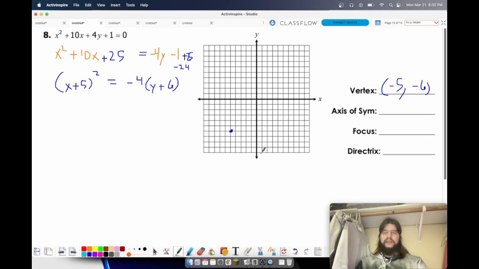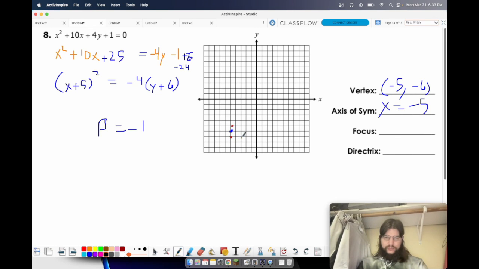All right, that is my vertex. Axis of symmetry, x equals, let's see, this one's vertical, so x coordinate, -5, that's how I knew it was x equals. Focus, it's going to be p units, so let's figure out p, -1, right? Should be able to figure that out just by looking. So that means this one's opening down. I'm going to double that.